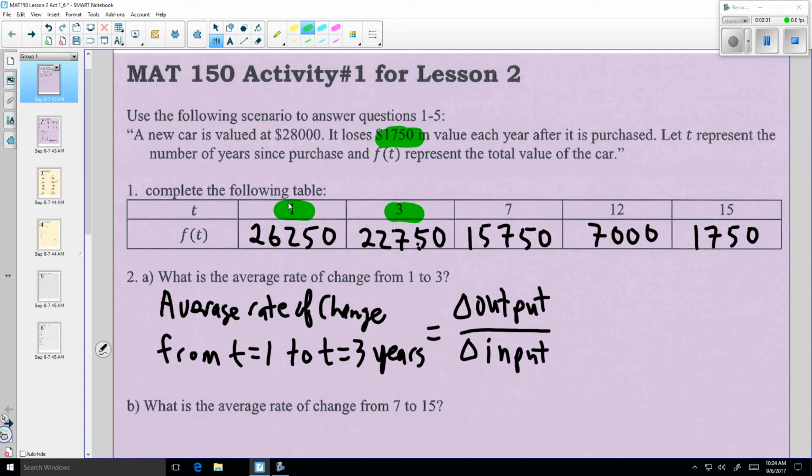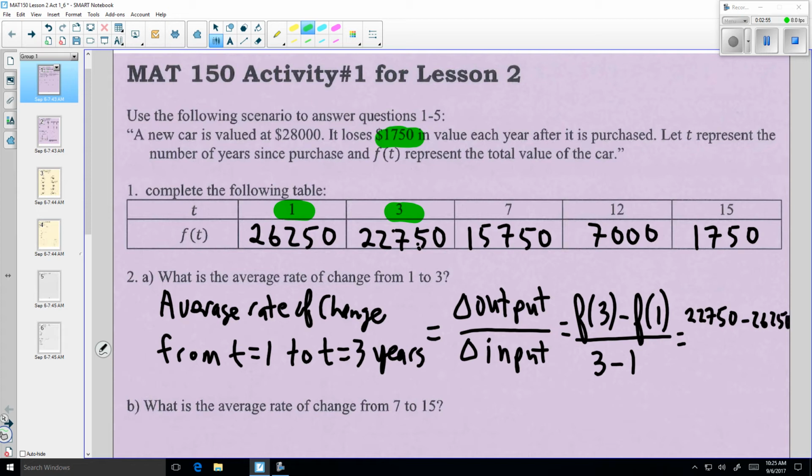So what is change of output? Well, it's the function evaluated at year 3, that's our ending year, minus the function evaluated at year 1, that's our starting year, over year 3 minus year 1. And so that ends up equaling the output at 3, which is 22,750, minus the output at 1, which is 26,250, all over 2.